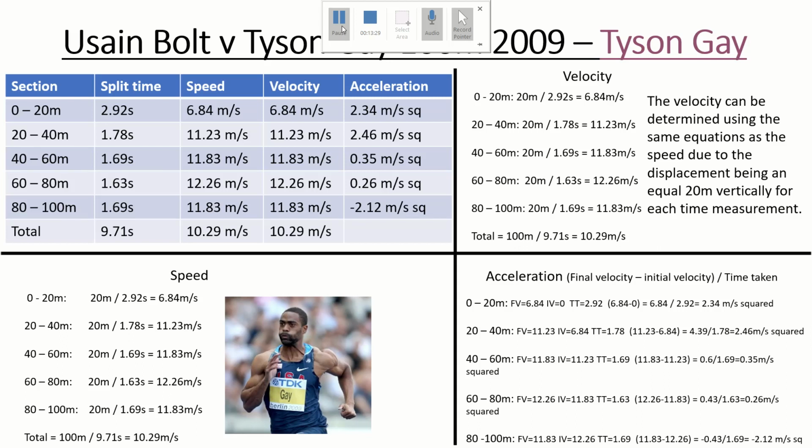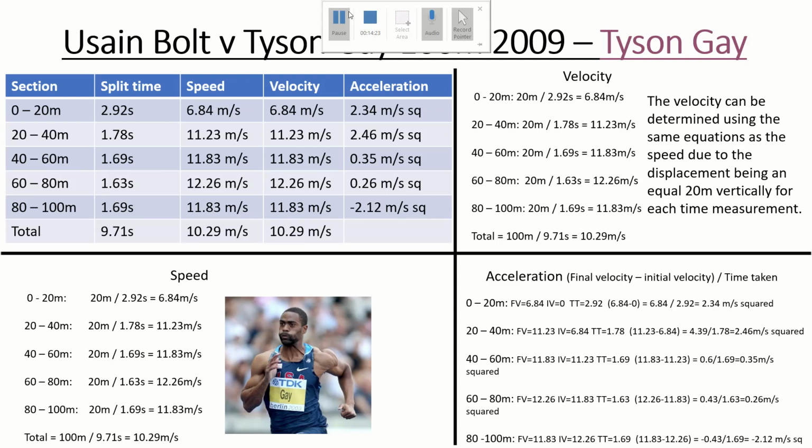If we are now to analyse Tyson Gay's speed, velocity and acceleration from that race, we'll do the same equations that we have done before. So for the initial 20 meters, 20 meters divided by 2.92 gives 6.84. 20 meters divided by 1.78 seconds gives us 11.23 meters per second. 20 meters divided by 1.69 seconds gives us 11.83 meters per second. Then on we get 20 meters divided by 1.63 seconds, which gives us a total of 12.26 meters per second. And then his final 20 meters of the race, 20 meters divided by 1.69, gives us a total of 11.83, which shows that he was still going at incredible speed, but to a much lesser extent.